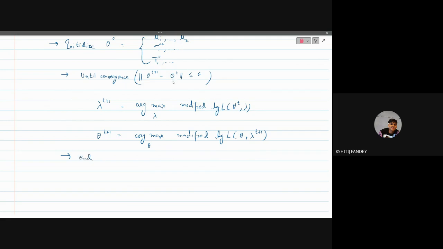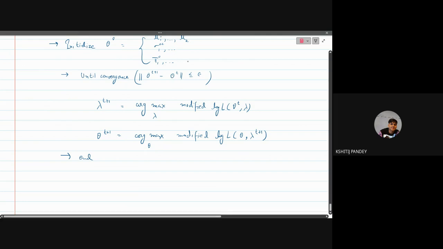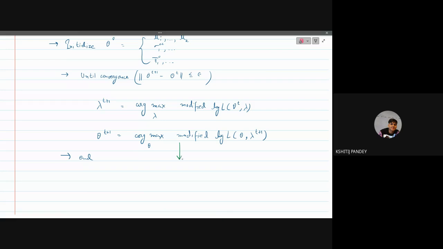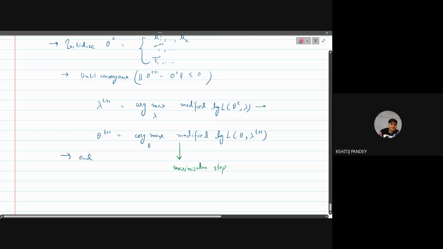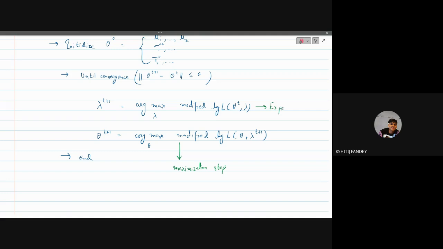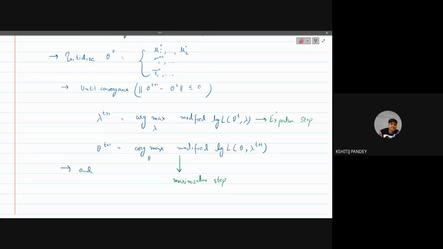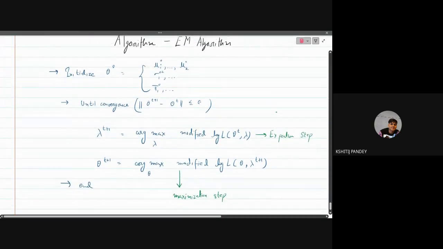And this step of finding lambda is called the expectation step, and this is called the maximization step. Okay, so this was your algorithm for finding the value of theta and lambda.